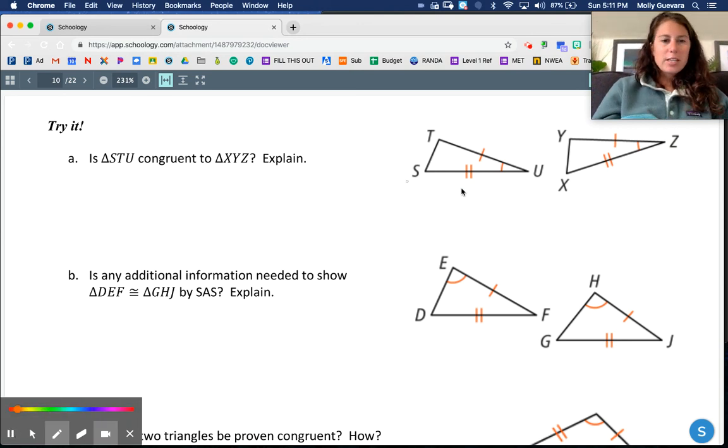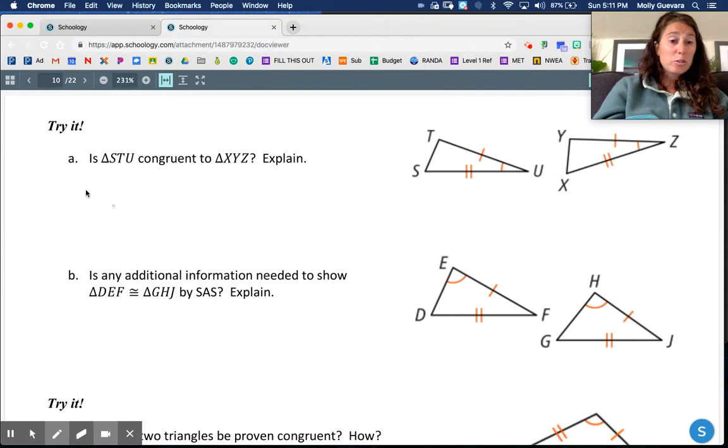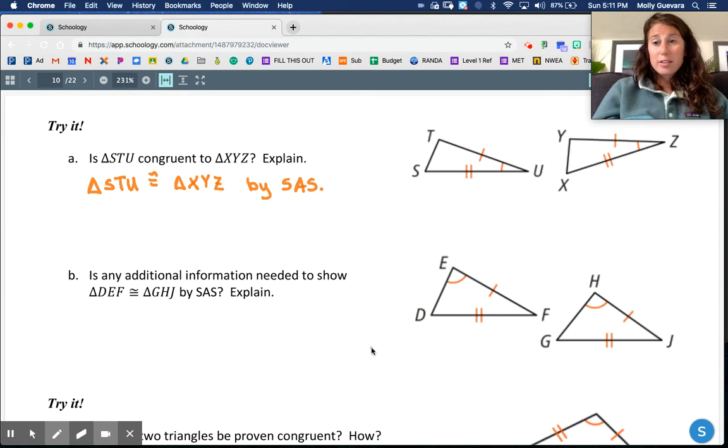All right, so let's look here. Triangle STU, I have 2 sides and an angle between it. And triangle XYZ, I also have 2 sides and the angle between it. So these are congruent. So I can say triangle STU is congruent to triangle XYZ, and then I can say by side angle side, and that is enough explanation to prove that they're congruent.